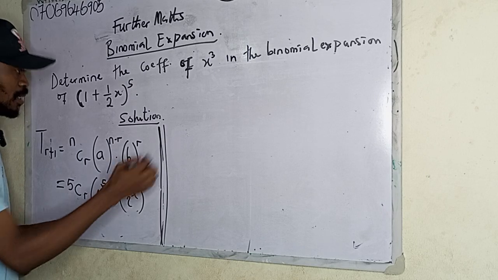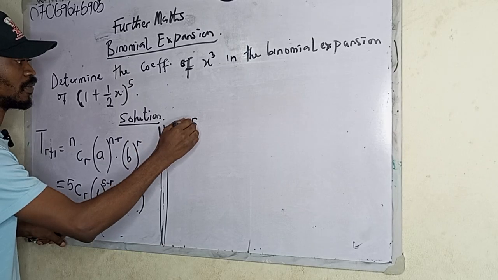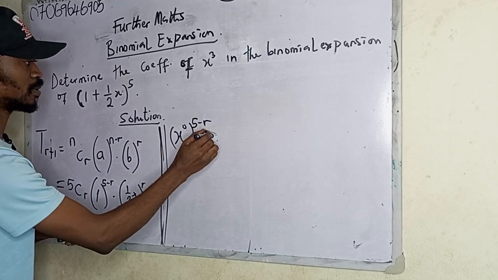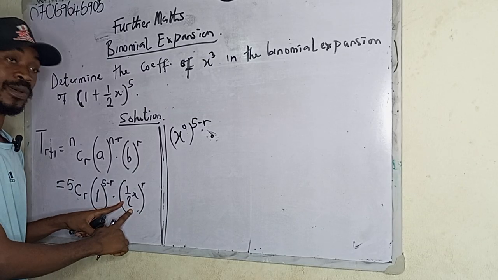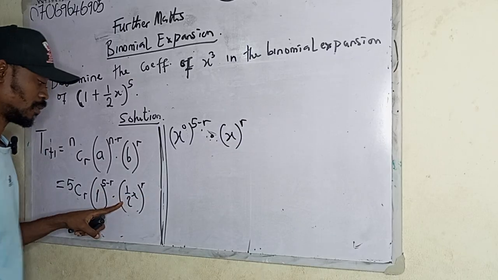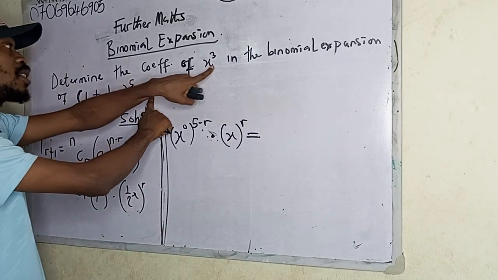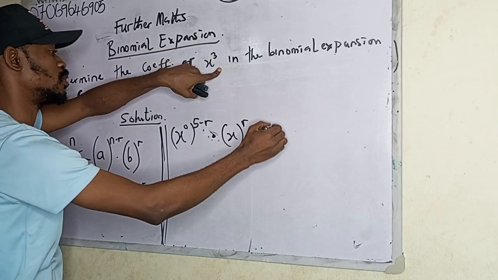So let's just write that: x raised to power 0, all raised to power 5 minus r, times, I want to use a dot. Dot represents times. I'll ignore 1 over 2, like I said, it is a constant. So I'm just going to be writing x raised to power r, all equal to the coefficient of x cubed. I'm looking for the coefficient of x cubed, so I'm going to equate everything to x cubed.